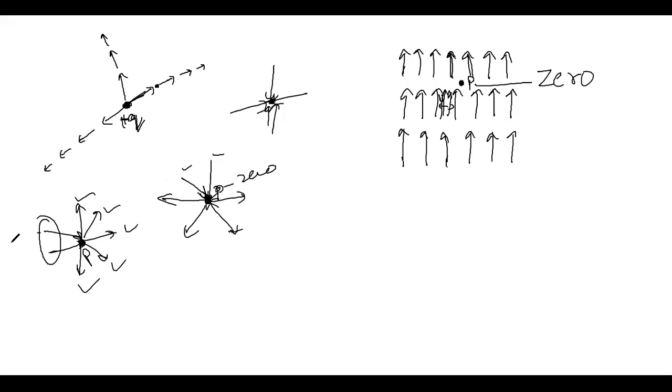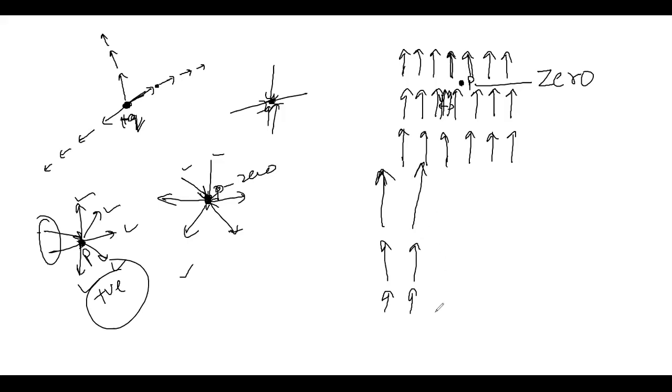Hence, this will be a point of, again, positive divergence. Again, consider a case with increasing size of the arrows. So I'm saying that your electric field is increasing here continuously in this direction.